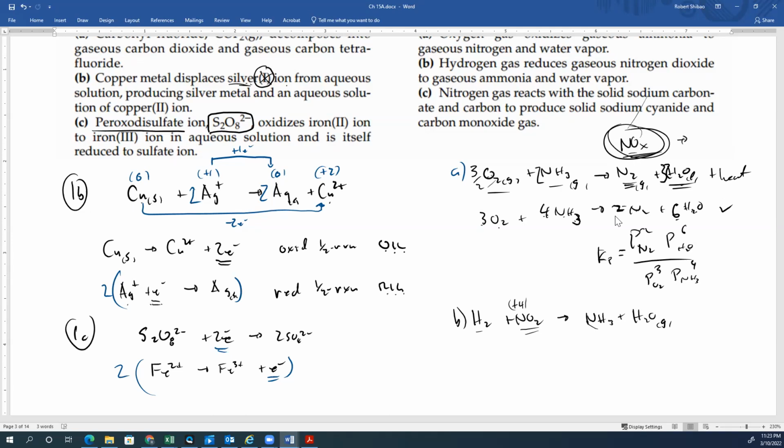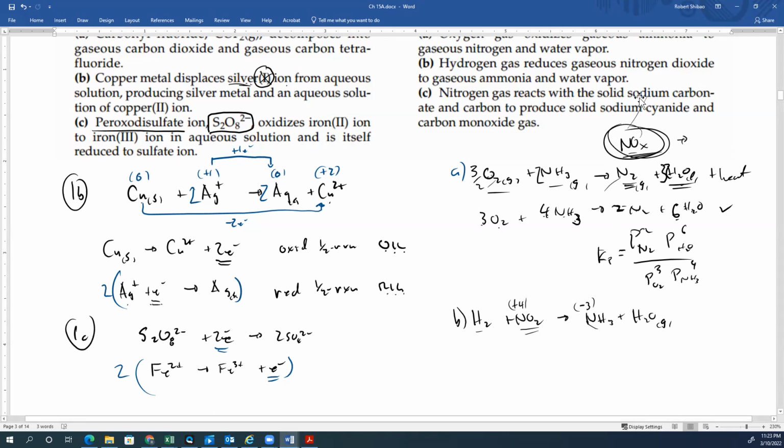We'd reduce it, because this one is going from +4 to -3. Normally we just go to nitrogen, maybe, let's say. But this is gaining 7 electrons here. Anyway, we just balance this and then get the gases.